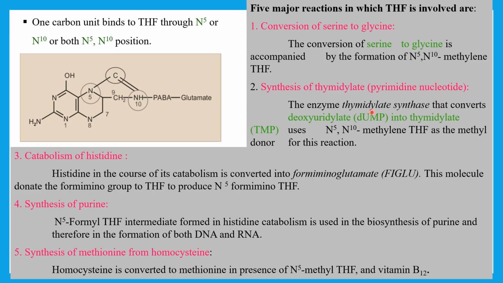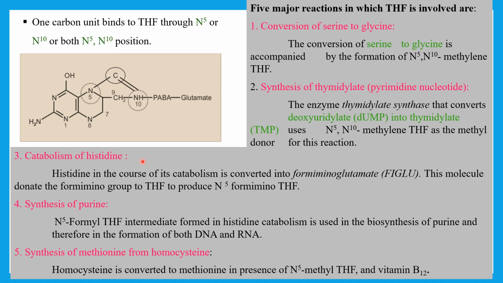The enzyme thymidylate synthase converts deoxyuridylate into thymidylate and uses N5,N10-methylene tetrahydrofolate as a methyl donor for this reaction. That's how thymidylate monophosphate is produced, which is required for synthesis of DNA. This reaction becomes very important because it becomes the source of this nucleotide for synthesis of DNA.